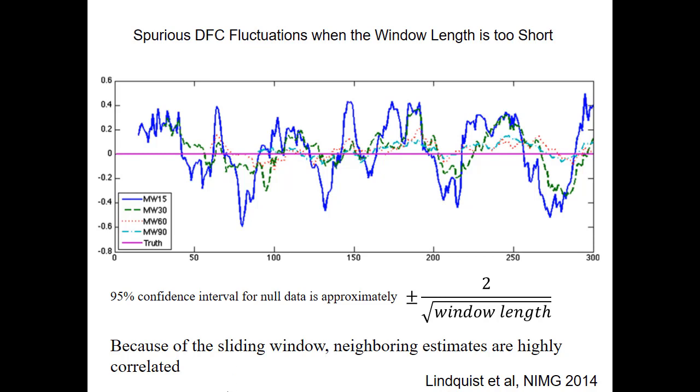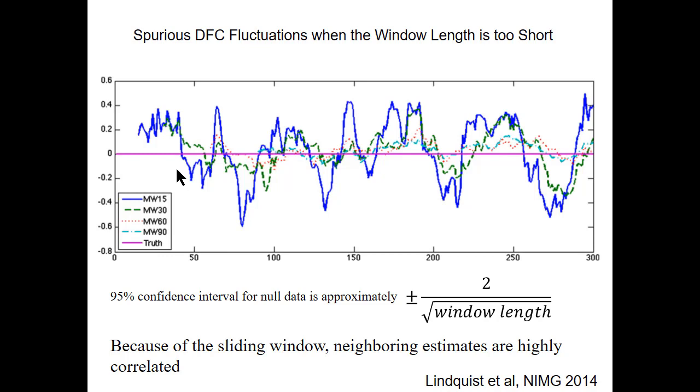So let's talk a little bit about some of the things that can go wrong with DFC, which is short for dynamic functional connectivity. One thing is there's a lot of variation in terms of what window length to use. It's not totally obvious at the outset what window length you would use.